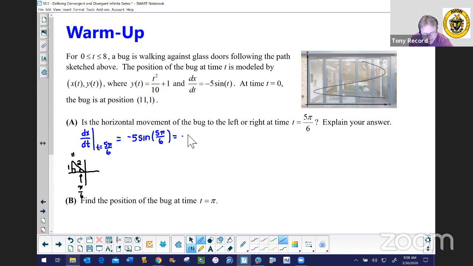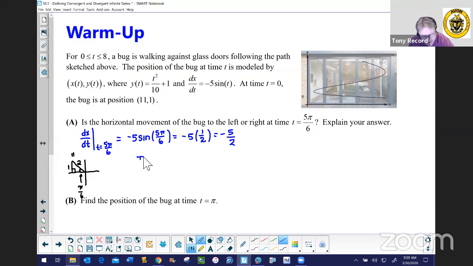Sometimes it's nice to have that little trig refresher course every now and then, even in BC calculus. So we end up with -5 halves. But again, what we're a little more concerned with here is the fact that we have a negative value. And when we have a negative value, we know that our motion is going to be going in the left direction. So it does want us to explain that a little bit.